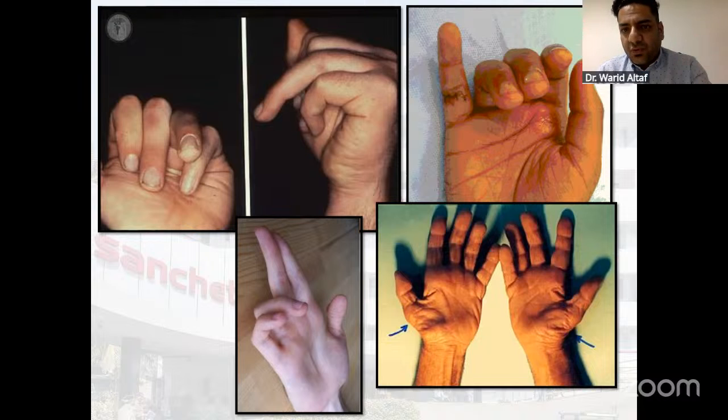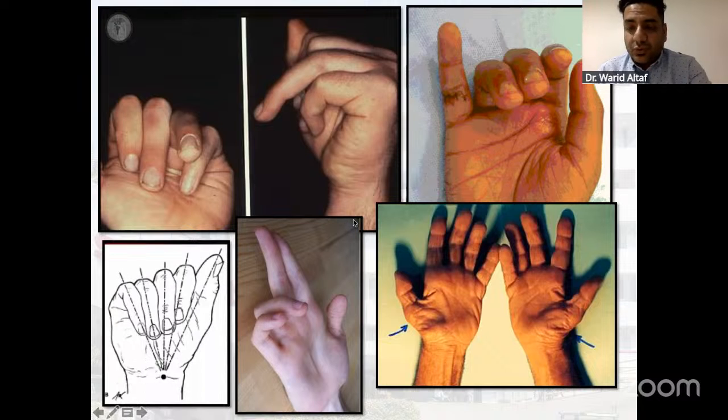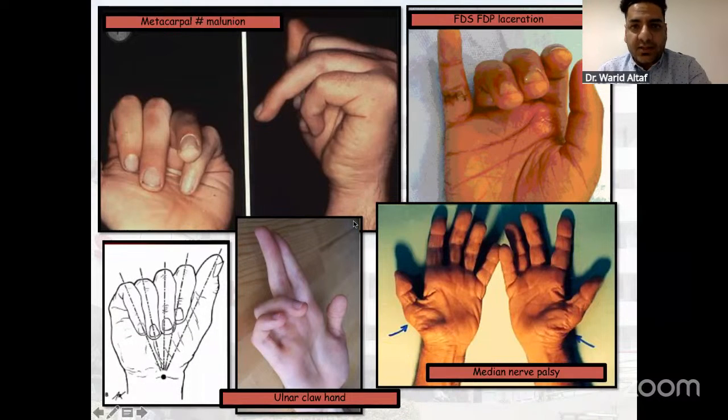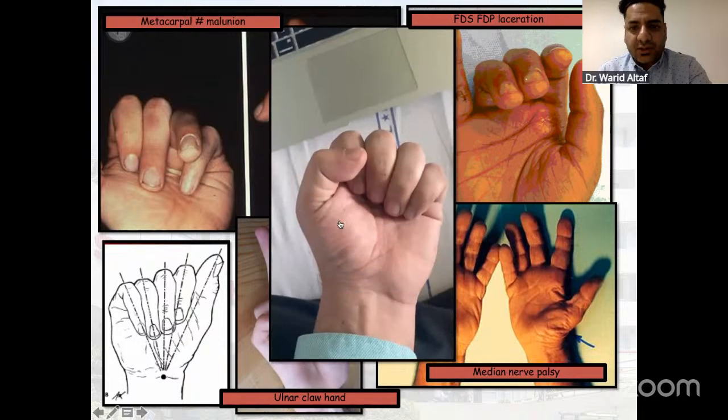So these four images, you should be able to diagnose in a flash of a second on inspection. You don't need to touch the patient for this. The moment you see, you know that okay, this probably is a median nerve palsy or ulnar claw hand or a tendon injury or a malunion.